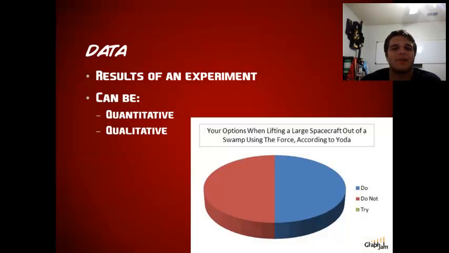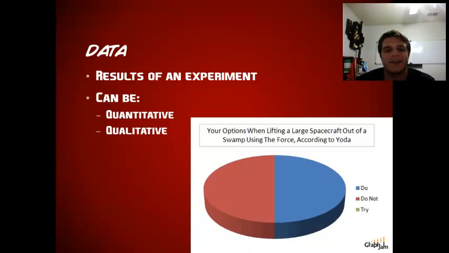So first of all, let's talk about what data is. If you remember from the first VOD, we said that data was the results of an experiment. Any type of results that you get from an experiment when recorded are data regarding the experiment in itself. They can be qualitative and they can be quantitative, and we'll talk about this much more in depth.